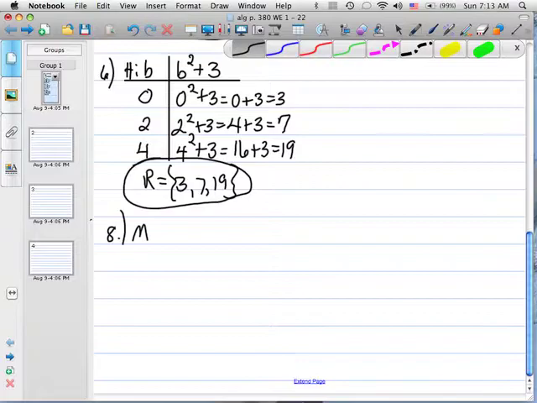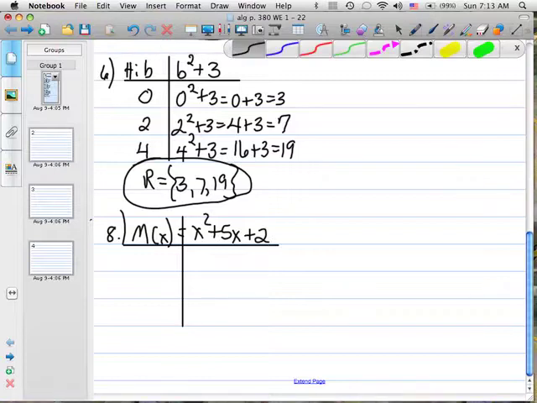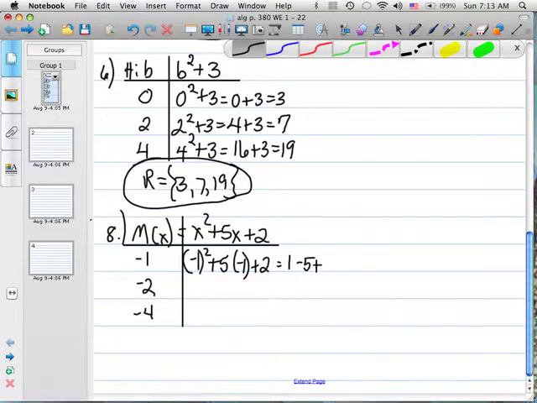Problem number 8, function is m of x, and it's x squared plus 5x plus 2. Domain, negative 1, negative 2, negative 4. So we're going to put in negative 1 squared plus 5 times negative 1 plus 2. Negative 1 squared is 1. 5 times negative 1 is negative 5 plus 2. So 1 minus 5 is negative 4 plus 2 is negative 2.